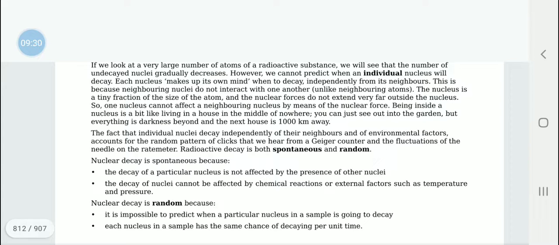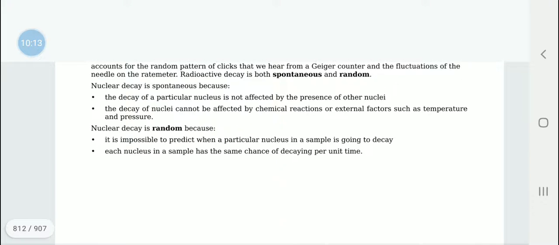They are not affected by the nuclear force of the neighboring nuclei, because on an atomic scale, the nuclei are incredibly placed far apart and would have no effect on one another. Therefore, we say that nuclear decay is spontaneous and random.